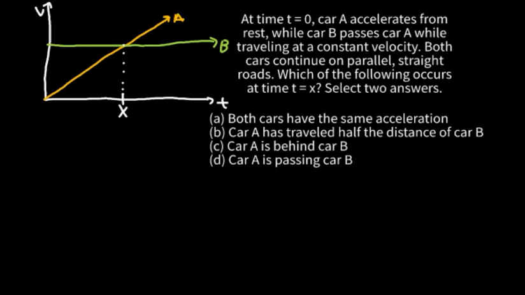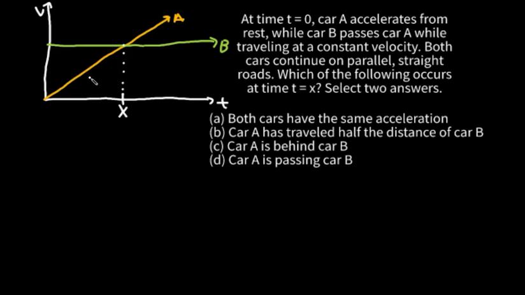Alright. At time t equals 0, car A accelerates from rest while car B passes car A while traveling at a constant velocity. Both cars continue on parallel straight roads. Which of the following occurs at time t equals x? Select two answers. This is a possible AP question because some of them are multiple select with 2 correct answers, and you need to get both right. There's no partial credit for these questions.